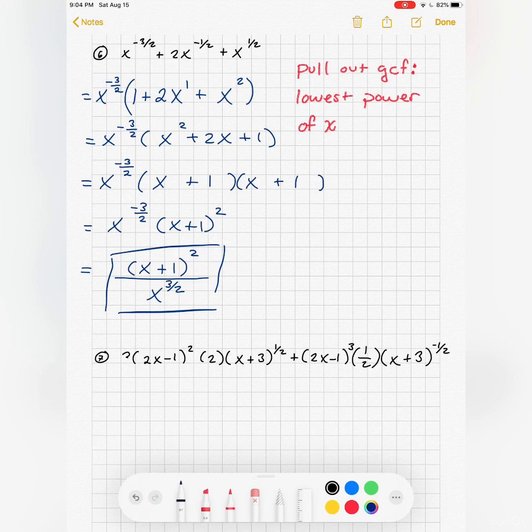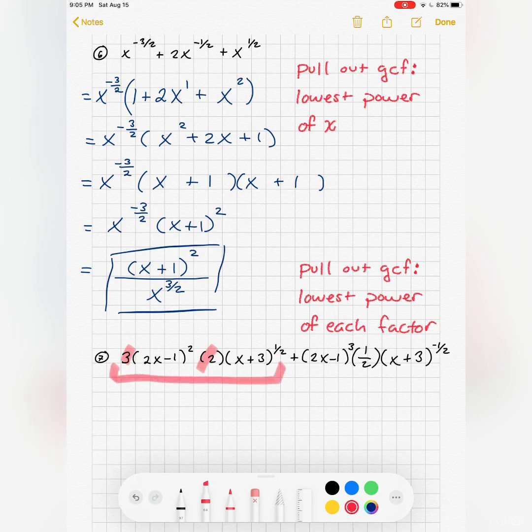So let me see, that looks like it's supposed to be in the front as a coefficient. So what do I do with this one? I'm going to do the same thing, just a little more complicated. Instead of the lowest power of x, I'm going to pull out the GCF, which is the lowest power of each factor. So I have to look and see. First let me look at constants. I've got 3 times 2 in this first set, and then I've got a half in the next set.